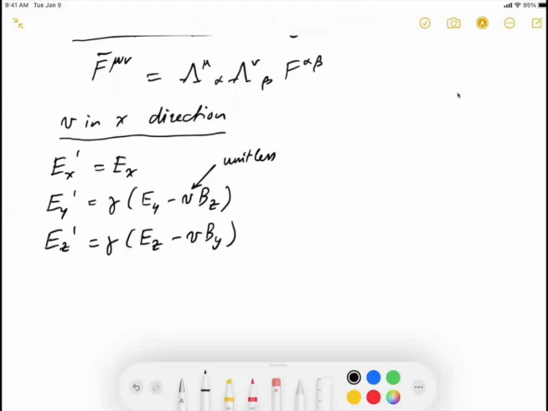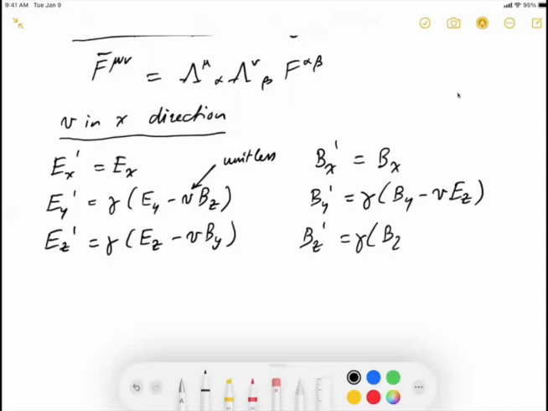Now the magnetic field. Bx is unaffected. By prime is going to be gamma By minus v Ez, and Bz prime is gamma Bz minus v Ey. Okay, so the fields are being mixed as expected.